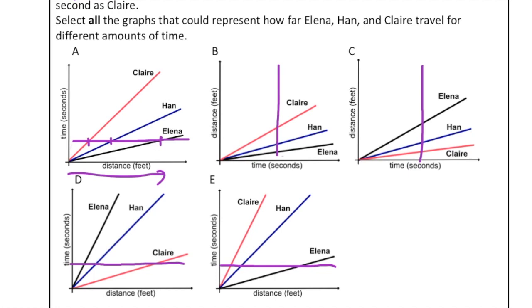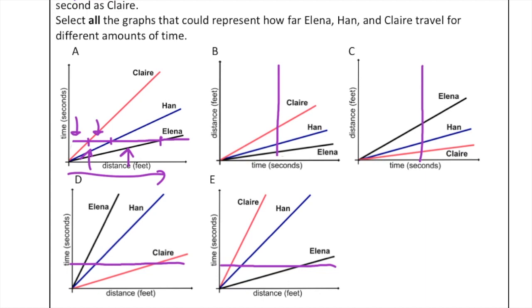And then we just want to make a comparison. Is the distance between the axis and Claire's point about the same as the distance between Claire and Han? Yes, so that means that Han has run twice as far as Claire. Next, we're going to look at the distance between the axis and Han and compare that to the distance between Han and Elena. Those should be about equal since Elena is double the amount of Han.